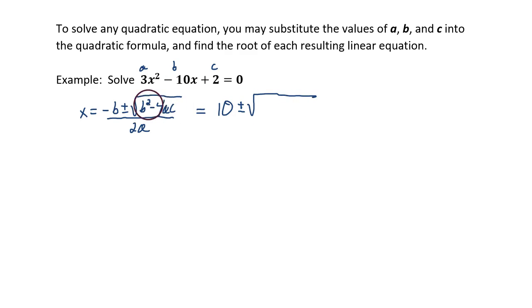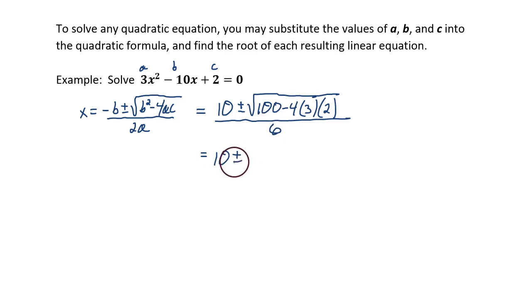Now we go B squared. Well, B is negative 10, so what is negative 10 squared? It's 100. Now we go minus 4 times A times C. Well, A is a 3 and C is a 2. This is all divided by 2 times A. Well, what's A? A is a 3, so what's 2 times 3? That's a 6.